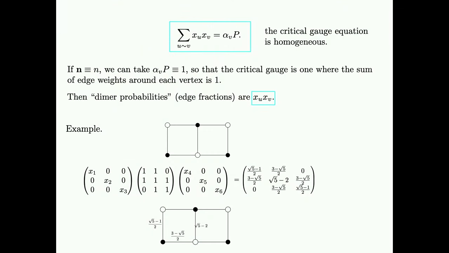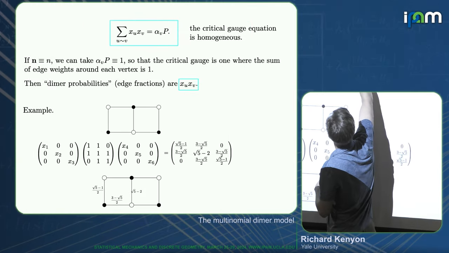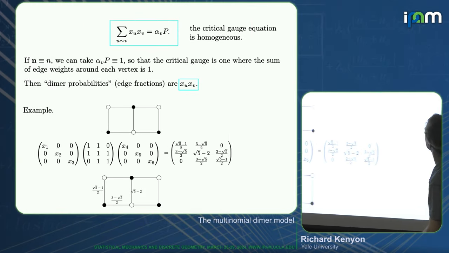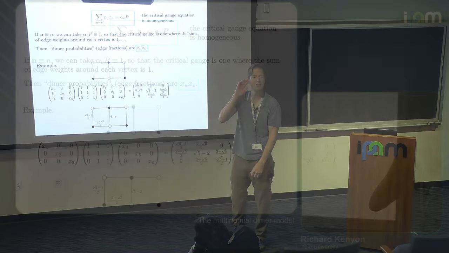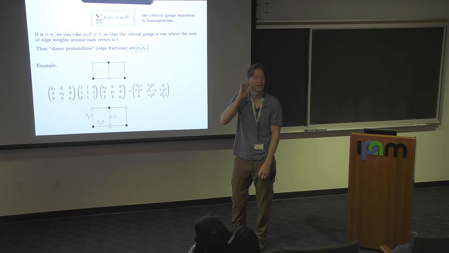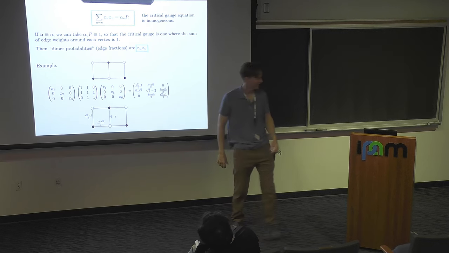It looks like this. For every vertex v, the sum over all the neighbors u of xu times xv — if you think of xu times xv as the new weight, the weight when you change the gauge to the x gauge — the sum of the weights around a vertex is supposed to be this number here, alpha v times p. Does it always have a positive solution? Yes. In fact, it has a unique positive solution, that's the theorem.